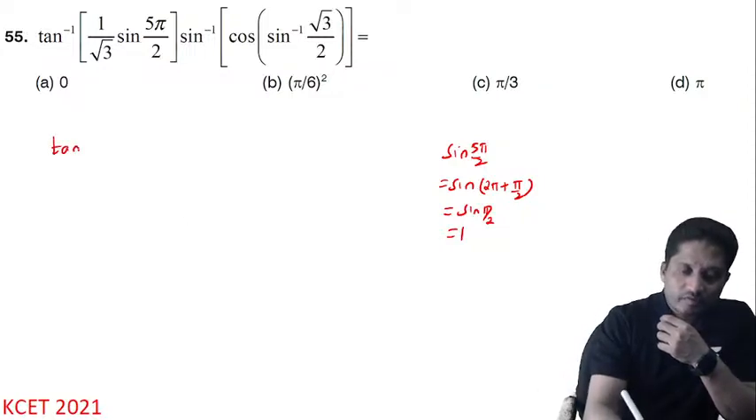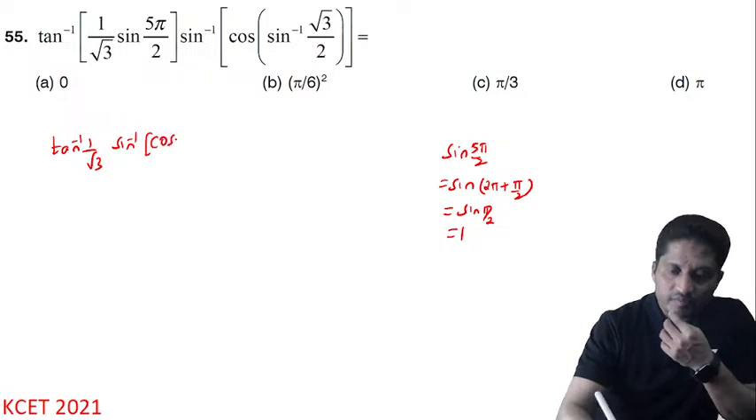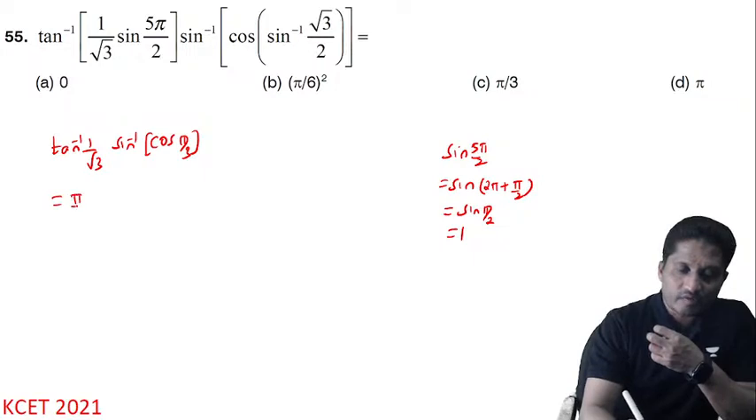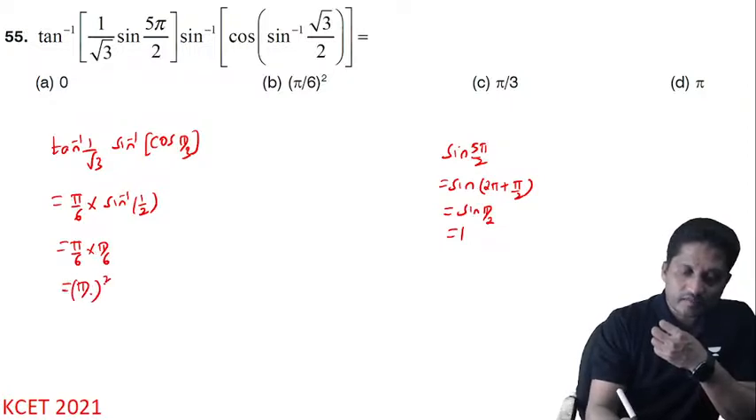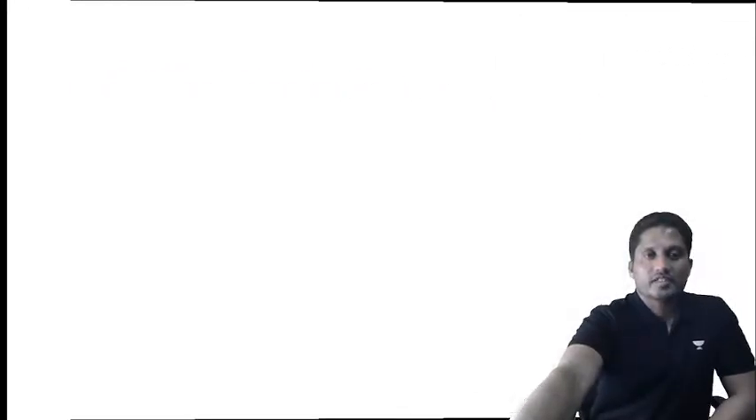Tan inverse of 1 by root 3. Okay, and then you get sine inverse of cos of sine inverse of root 3 by 2, which is pi by 3. Cos 60 is half. Tan inverse of 1 by root 3 is pi by 6. And then this is sine inverse of cos 60, which is half. Sine inverse of half is pi by 6. Pi by 6 into pi by 6 is pi by 6 the whole square. Answer is option B. Let's move to the next question.